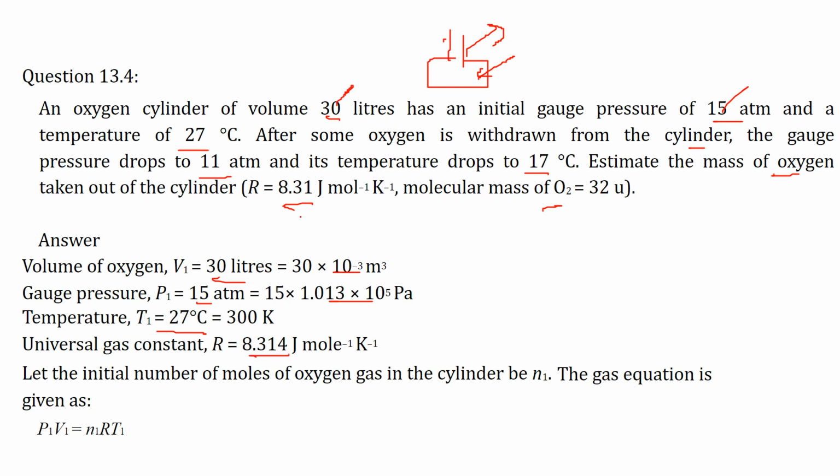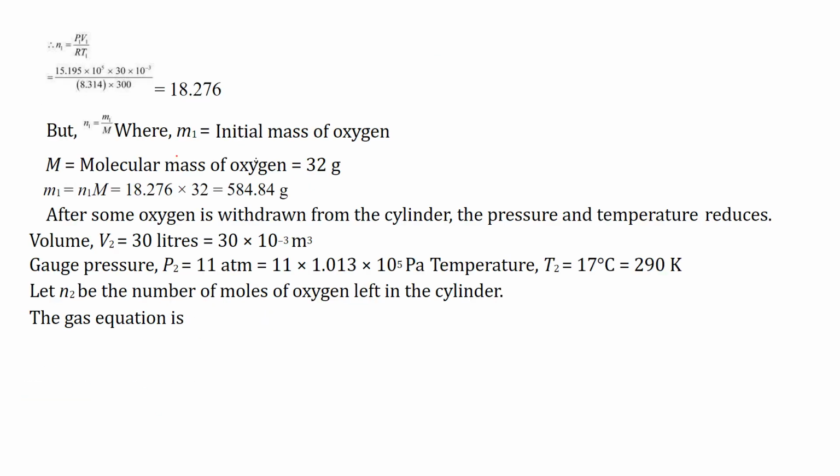8.31 is given. Now for the first one, that is before the gas was being taken out, the initial number of moles of oxygen, let us assume it to be N1. So for the gas equation, we know that P1 V1 equal to N1 R T1. This is our gas equation. We have put 1 as the subscript because we want the initial condition. Now N1 will be what? Take N1 on the left hand side, others on the right hand side. All these values are known to us. Put the value, we get 18.276.